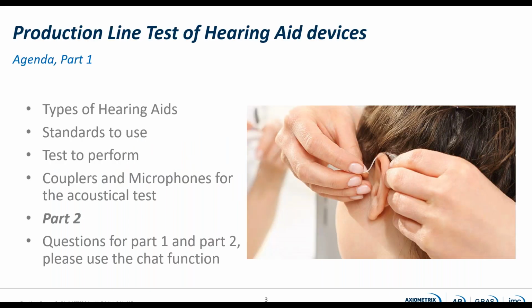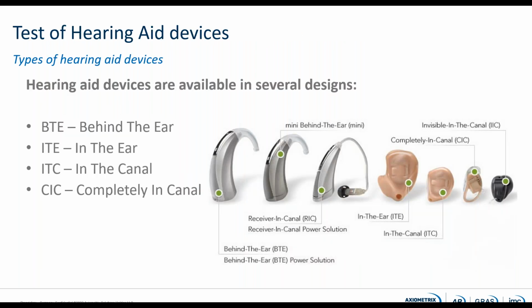Here in the first part, we will talk more about the microphones and the couplers we are going to use for doing the test of hearing aids. But before we do that, we will start looking at different types of hearing aids. We will also look at the standards for hearing aids, and then we will look at the different couplers we are using when we are talking about hearing aids.